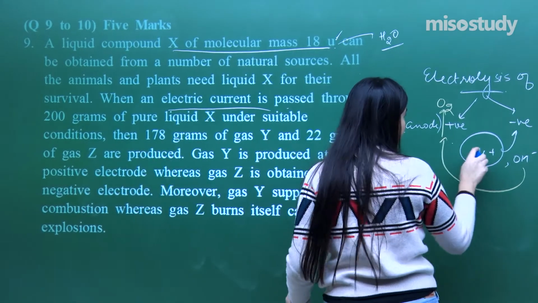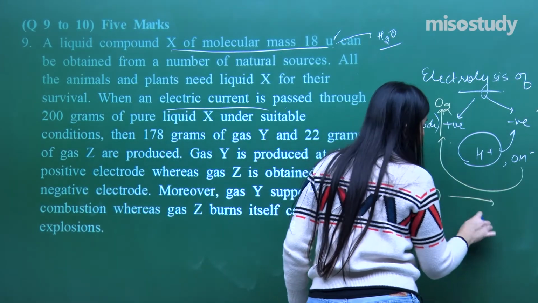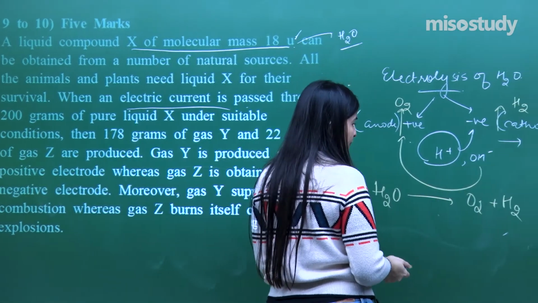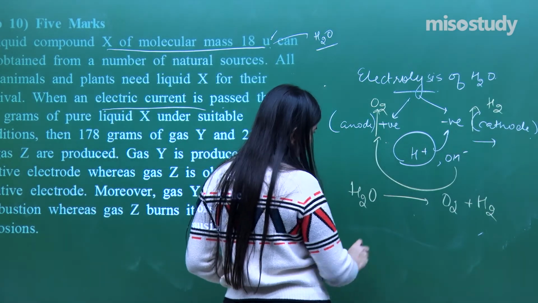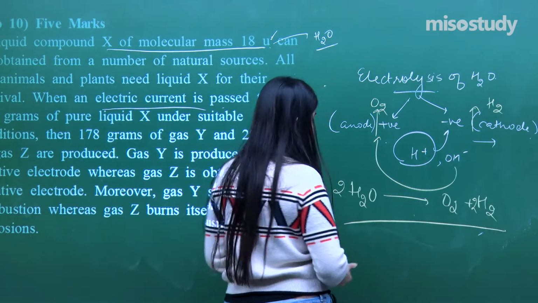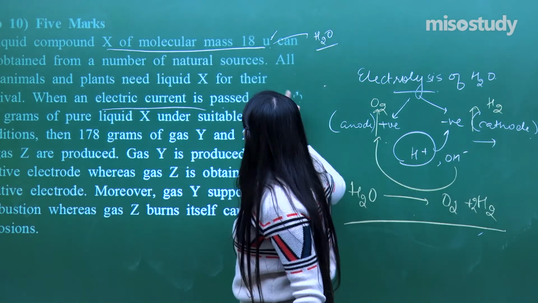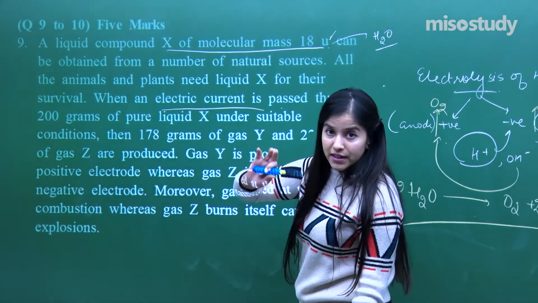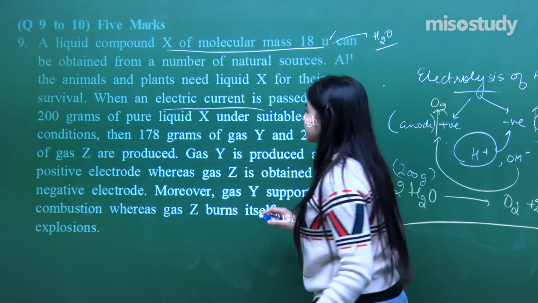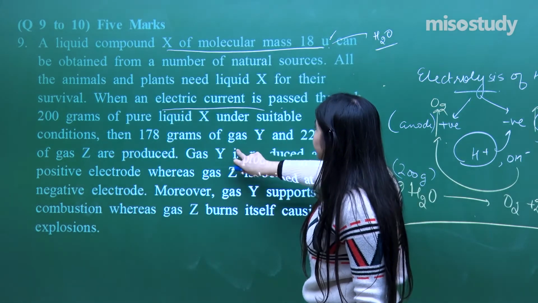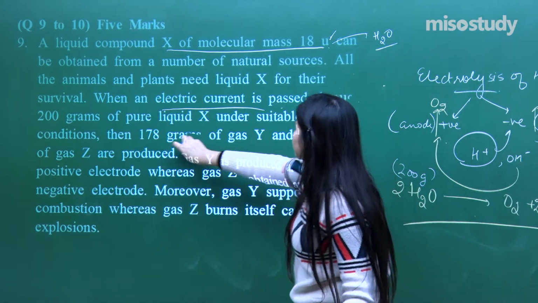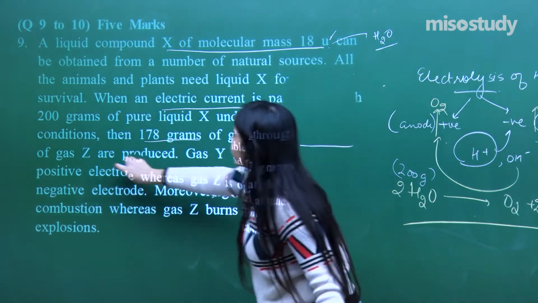Fine. So what is basically the reaction happening? The reaction is somewhat like this. Okay, fine. So what I can do is twice and twice. We have balanced the entire equation as well. Now, current is passed through 200 grams of liquid X. Then 178 grams of Y is produced, and 22 grams is Z. 178 is Y, 22 is Z.